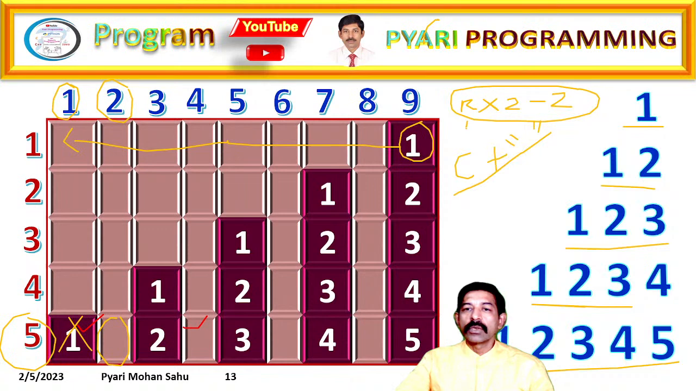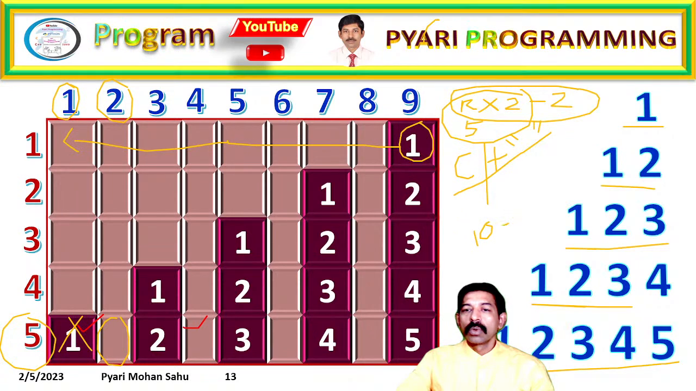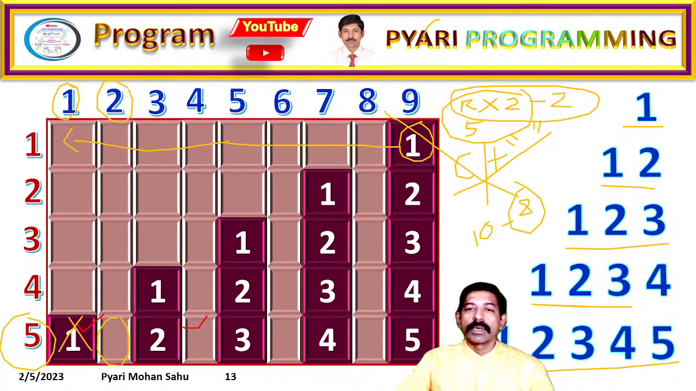Your R is 5. 5 into 2, that is your whole result, is 10. Now 10 minus 2 is 8. So that's why I need to give 8 spaces. Is it clear now?